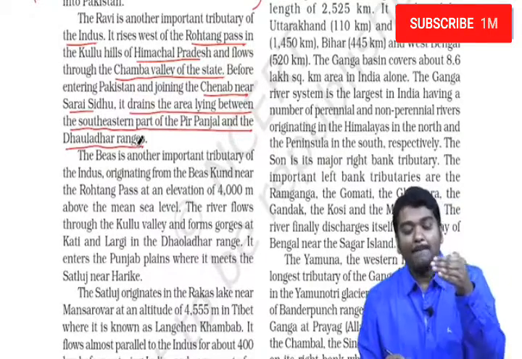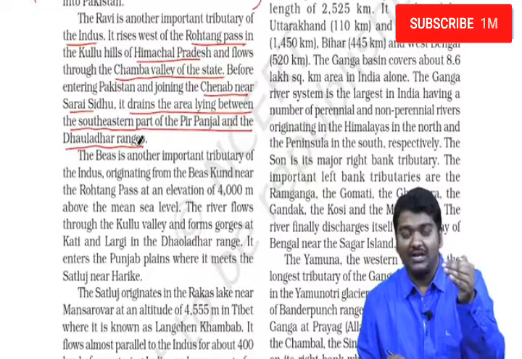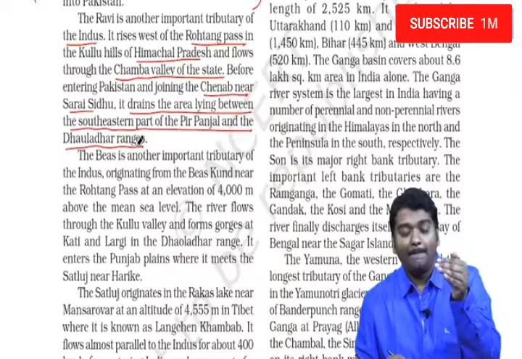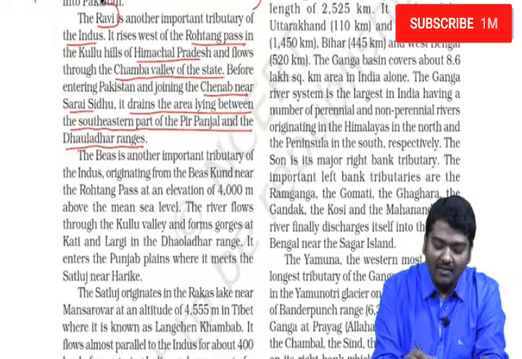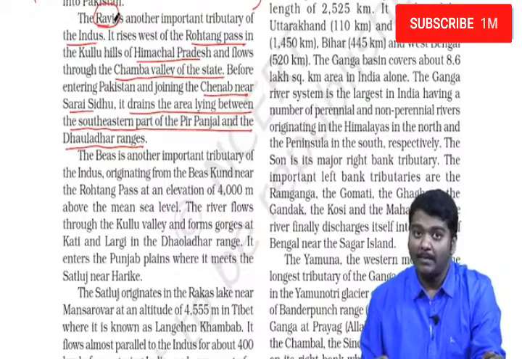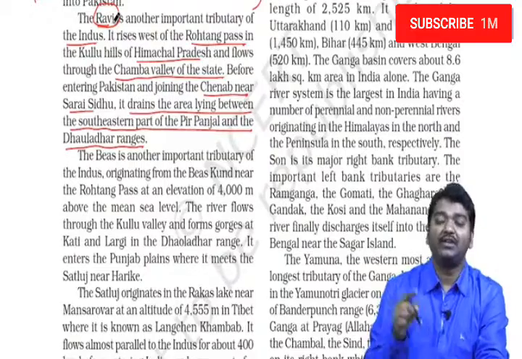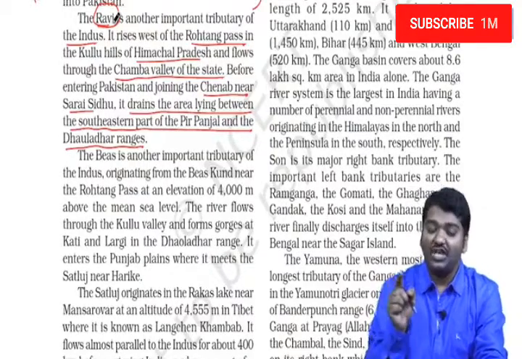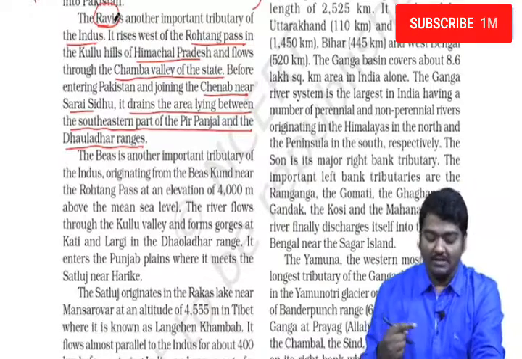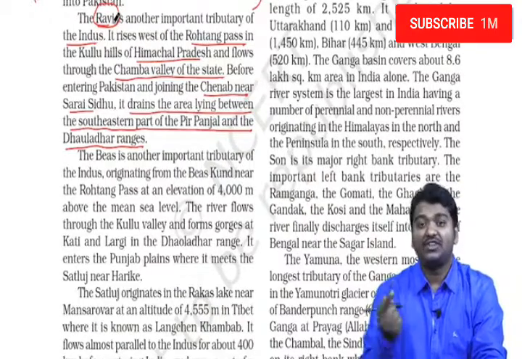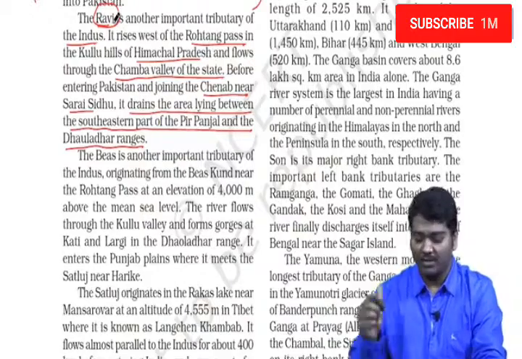In between Pirpanjal and Greater Himalayas, Jhelum flows. In between Pirpanjal and Dauladhar, you usually see Ravi river flowing. Very, very important. Remember, Ravi is also joining Chenab. Correct? Jhelum is also joining Chenab. Ravi is also joining Chenab. This is the reason why we say that Chenab is the longest tributary.